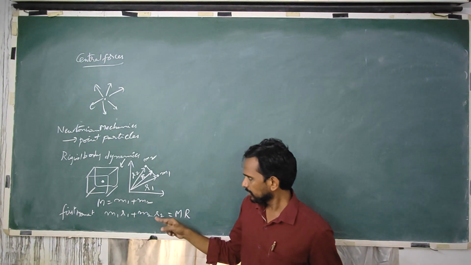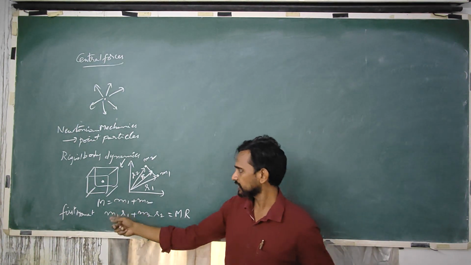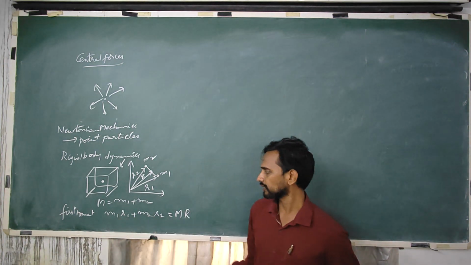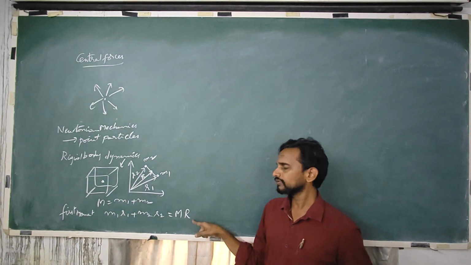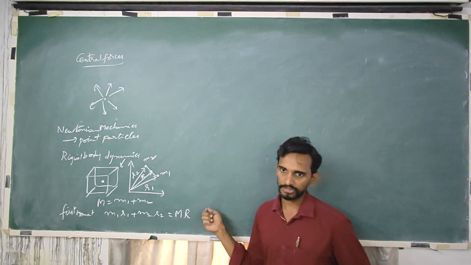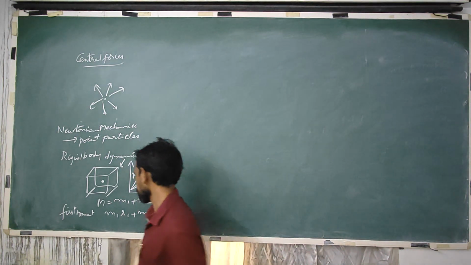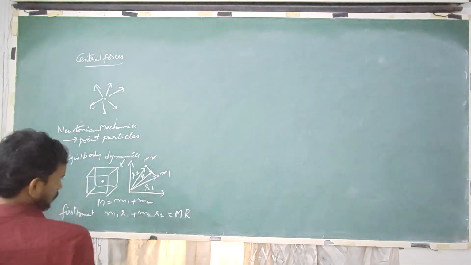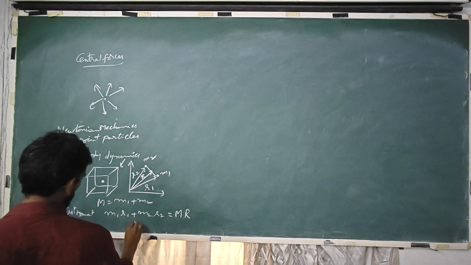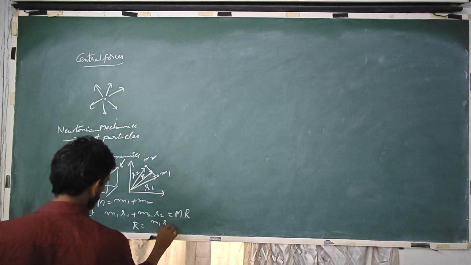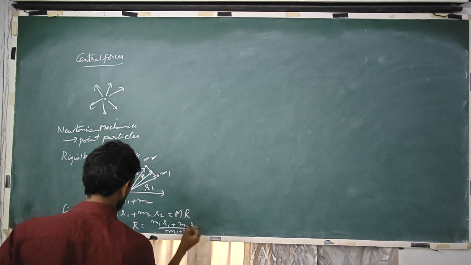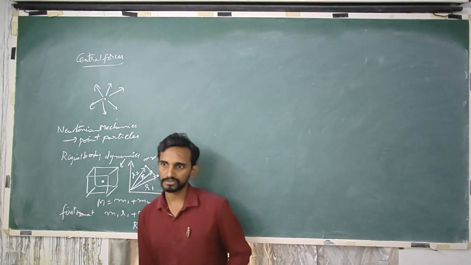So the first moment is given by mass multiplied by the radial distance from the point of observation. So it is m1 r1 plus m2 r2, which is equal to the total mass multiplied by the center of mass. And from this equation, R is given by m1 r1 plus m2 r2 by m1 plus m2. That is the center of mass of the system.